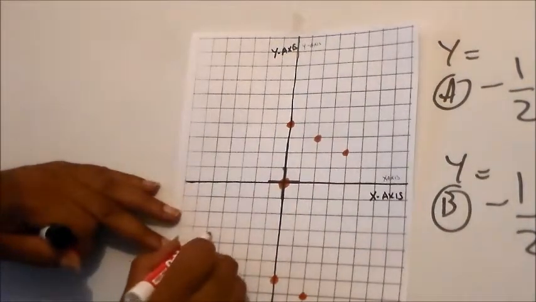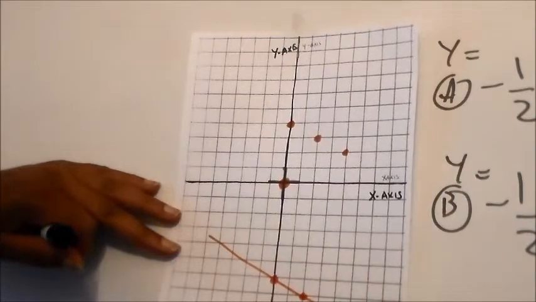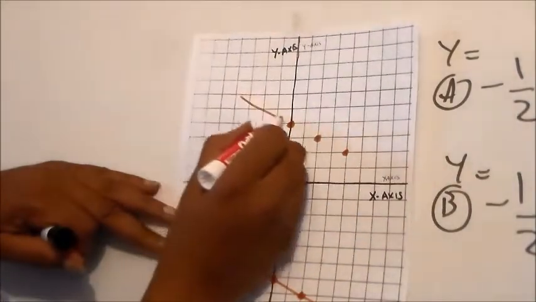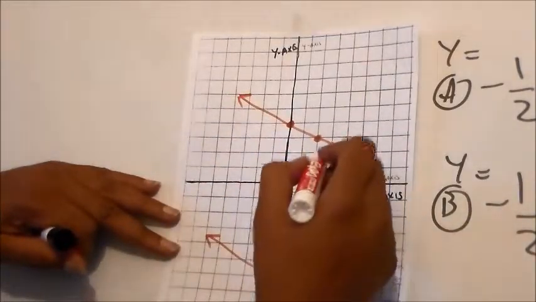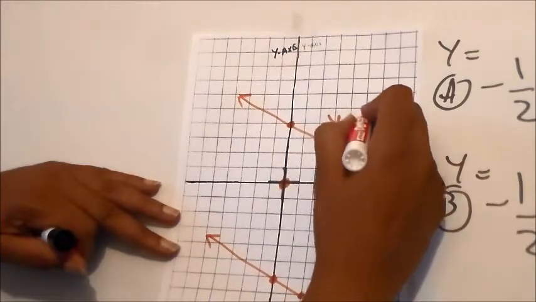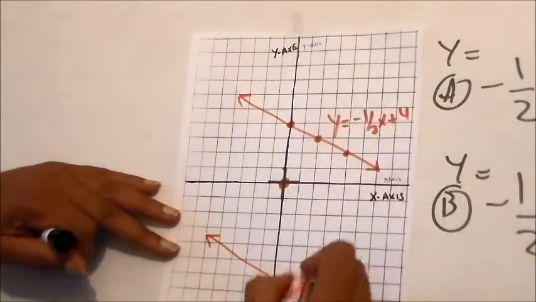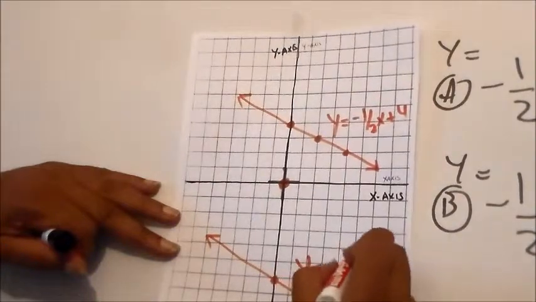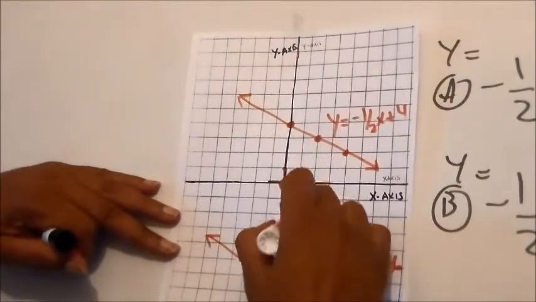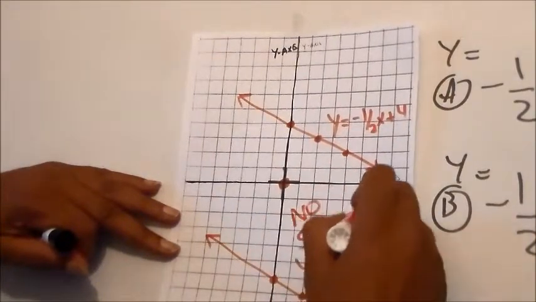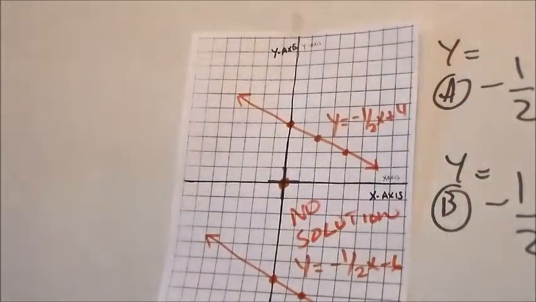Now, if I take these lines, connect the dots with a line, this line is y equals negative 1/2 x plus 4. This line is y equals negative 1/2 x minus 6. This is no solution. There's no solution because these lines will never intersect each other.